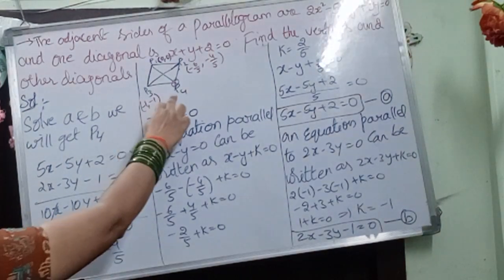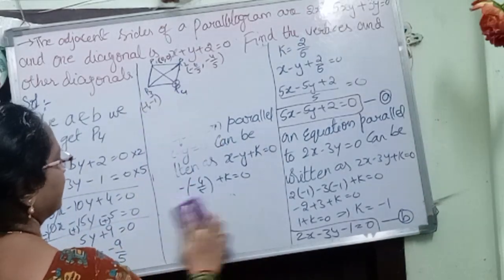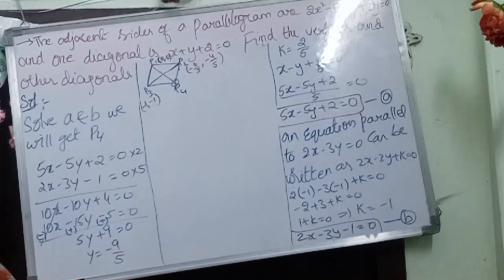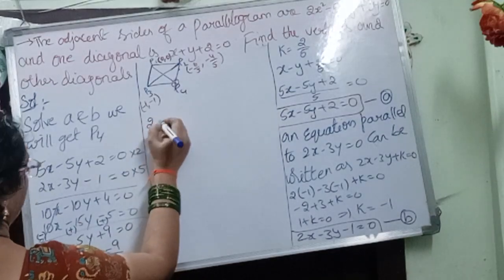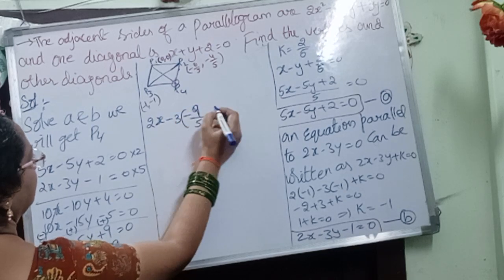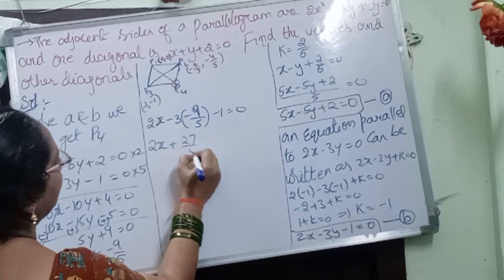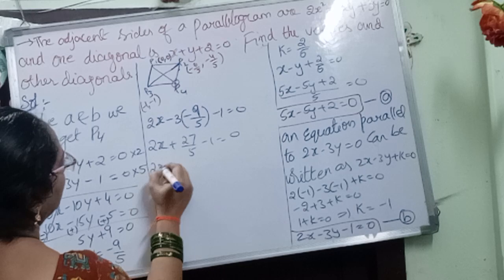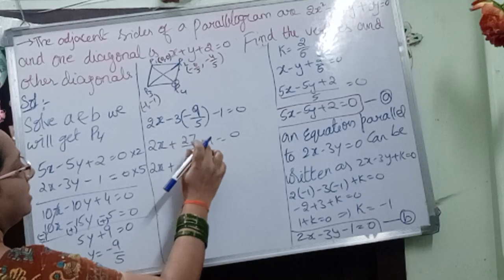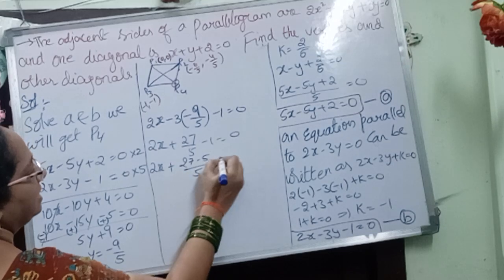So the y coordinate we got is minus 9 by 5. Substitute the y value in either of the two equations, and we get the x value. So substitute that in 2x minus 3 into minus 9 by 5 minus 1 equal to 0. 2x plus 27 by 5 minus 1 equal to 0. 2x plus 27 minus 5, all by 5, equal to 0.